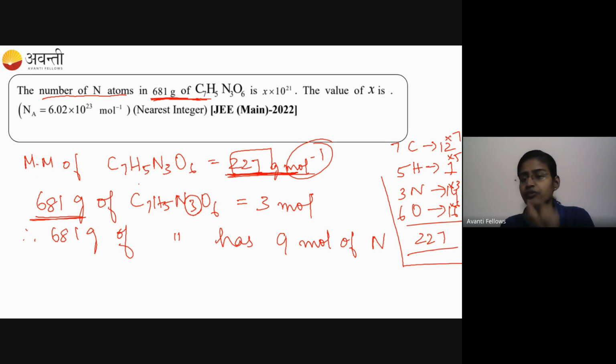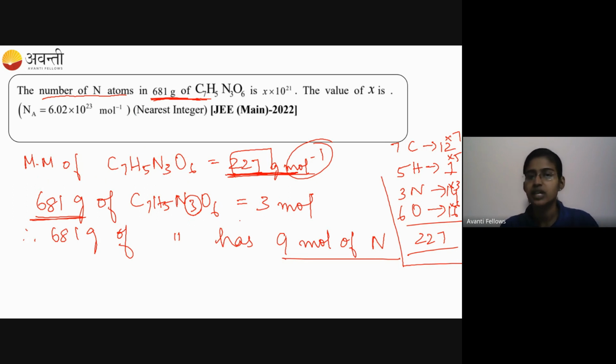Okay, we have to find out the number of moles of nitrogen present in 681 gram of the substance. So that is the first thing we need to find out. So before getting the number of nitrogen atoms, we need the number of moles of nitrogen. Okay, so to find out the number of moles of this nitrogen, we need to find out the number of moles of the compound present in this 681 gram.